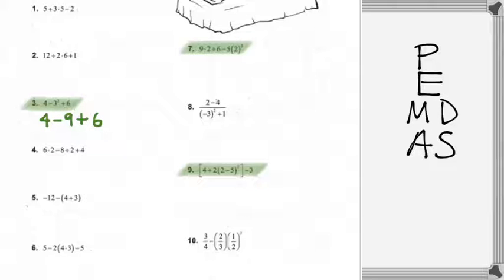Addition first, always. So let's do addition first. And if I do addition first, 9 plus 6 is going to give me 15. And then I'll do 4 minus 15. And that's going to give me negative 11. Okay. So, all right. So we did addition before subtraction, and we got that answer.